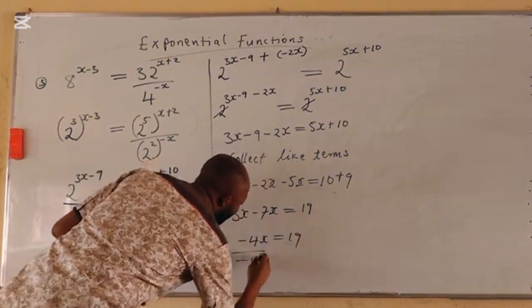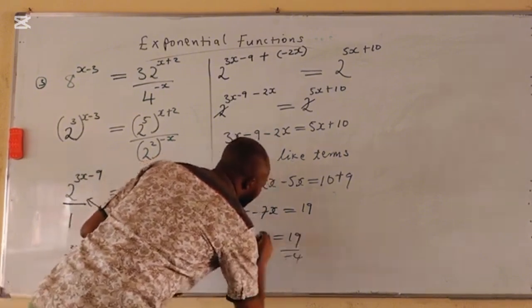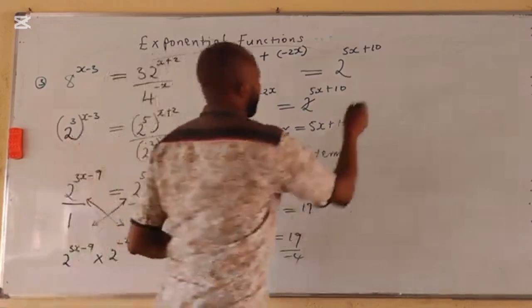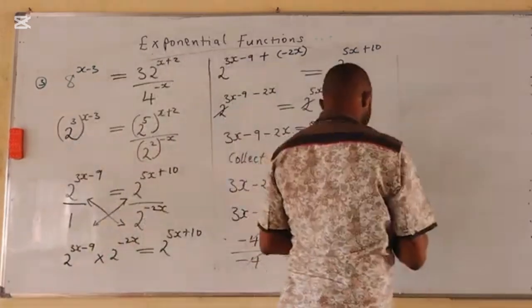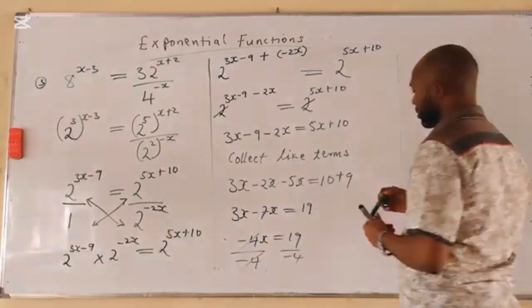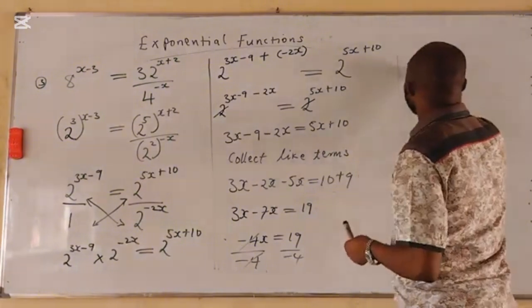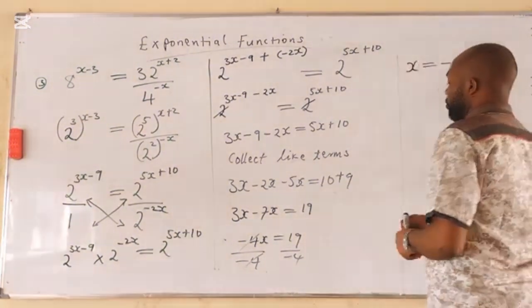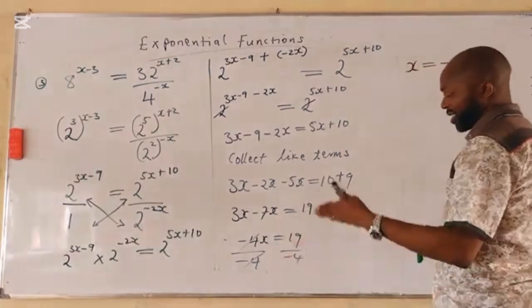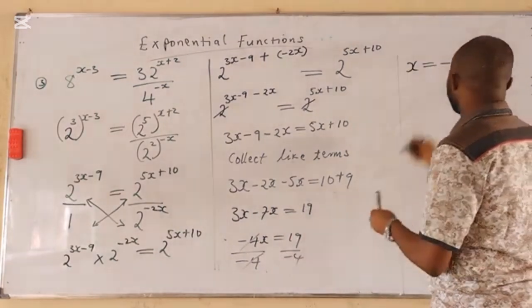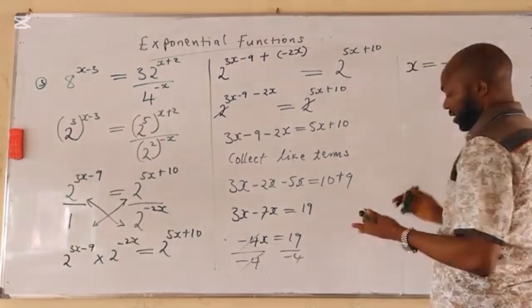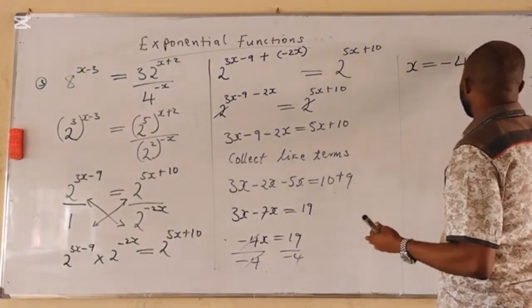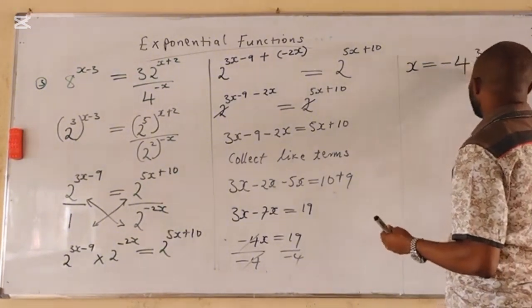Divide both sides by minus 4. This will cancel this. x is equal to minus 19 over 4, because 4 times 4 is 16, 17, 18, 19. Remember, the answer is minus 4 and 3 over 4.